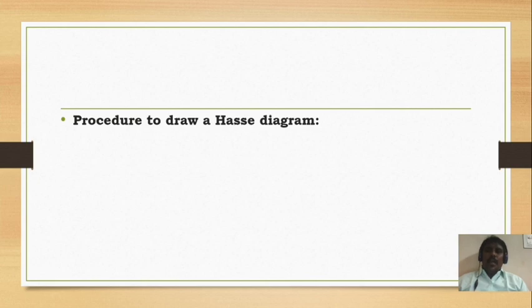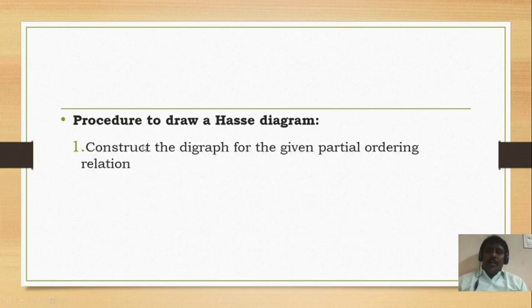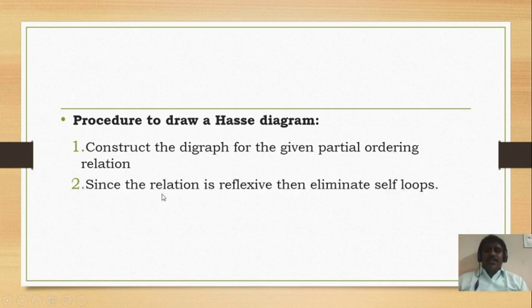So the procedure to draw a Hasse diagram. First of all, construct the digraph for the given partial ordering relation. Since it is a poset, we already know it is RAT: reflexive, antisymmetric and transitive. Since the relation is reflexive, eliminate the self loops.